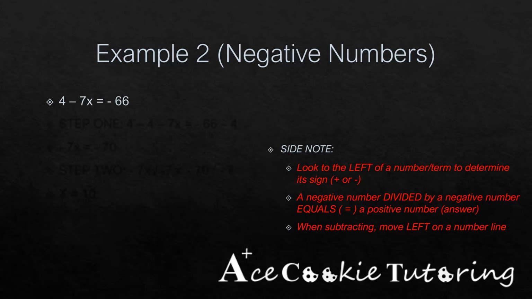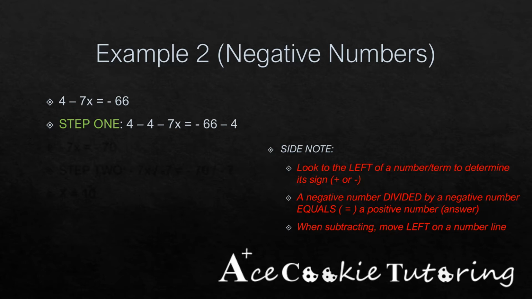So first step, we have to decide how to get the variable and its term on the same side of the equal sign without anything else on the same side. So I've got 4 and then I have 7x on the left side of the equal sign with that minus sign, and on the right side of the equal sign I've got negative 66. So my first step is going to be minus 4 on both sides.